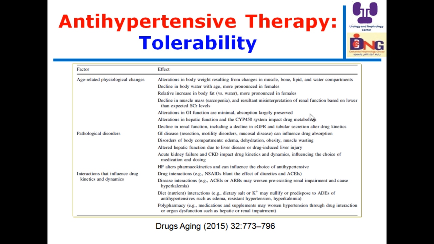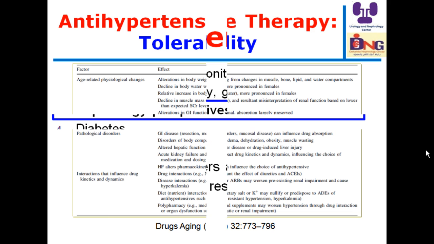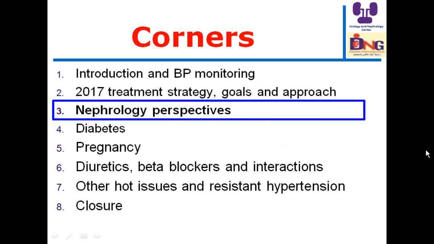Interactions influence drug kinetics and dynamics. Here, drug interactions like non-steroidals blunt the effect of diuretics and ACE inhibitors. Disease interaction: ACE inhibitors or ARBs may worsen pre-existing impairment of renal function and hyperkalemia. Diet interaction, salts, polypharmacy. So we should tackle all these before deciding to follow intensive blood pressure control.